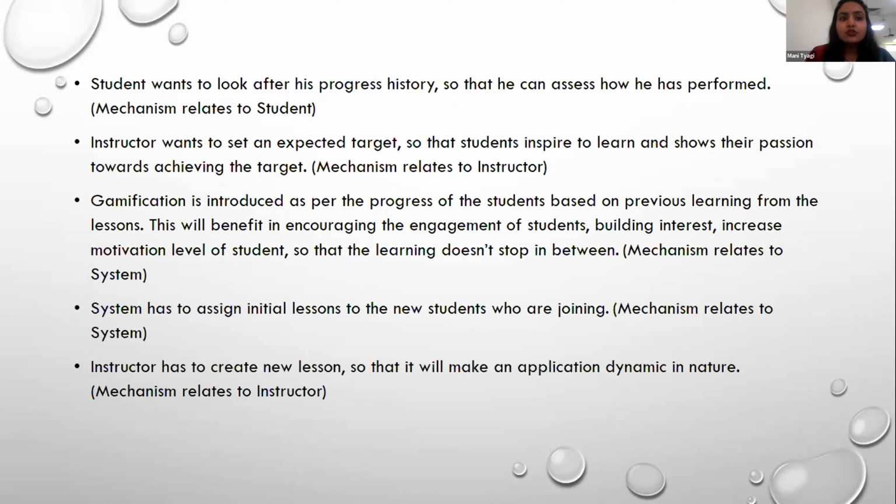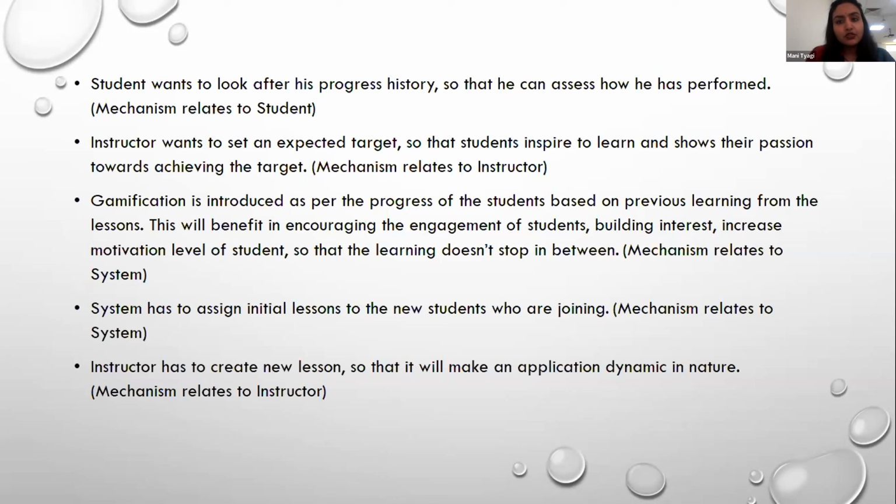So the student wants to look at his progress history so that he can assess how he has performed. This mechanism relates to the student. The instructor wants to set some expected target so that students get inspired to learn and show their passion towards achieving the targets. This mechanism relates to the instructors.